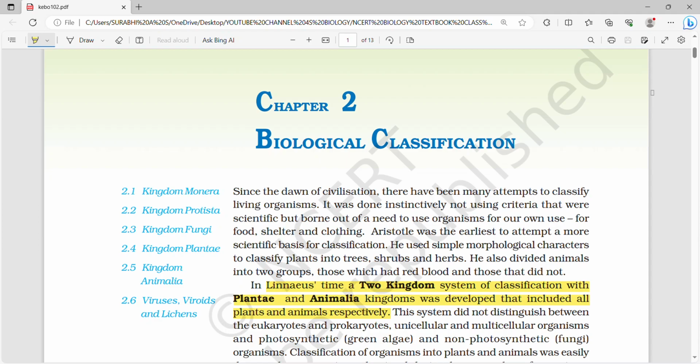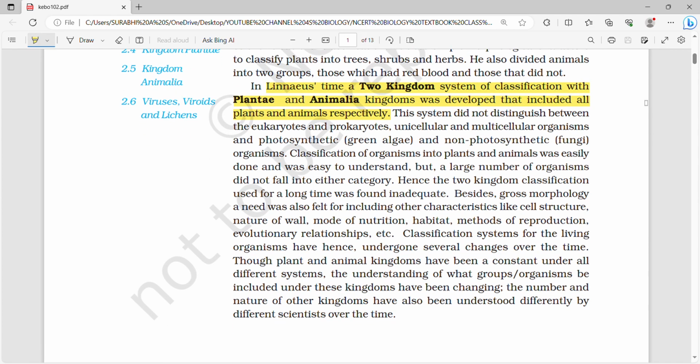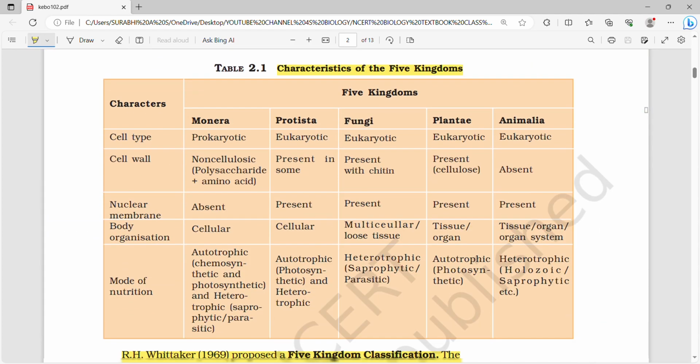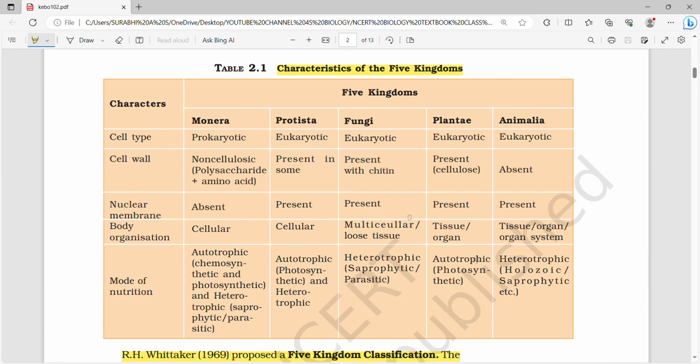So today in this video we are going to study the biological classification chapter, which is the second chapter in class 11th NCERT. So without wasting our time, let's go through all the highlighted points. The first one is, in Linnaeus' time there was a two kingdom classification, which was basically Plantae and Animalia, and this does not distinguish between anything, just plants and animals. There were only two categories. So this table is very much important, so all of these should be highlighted.